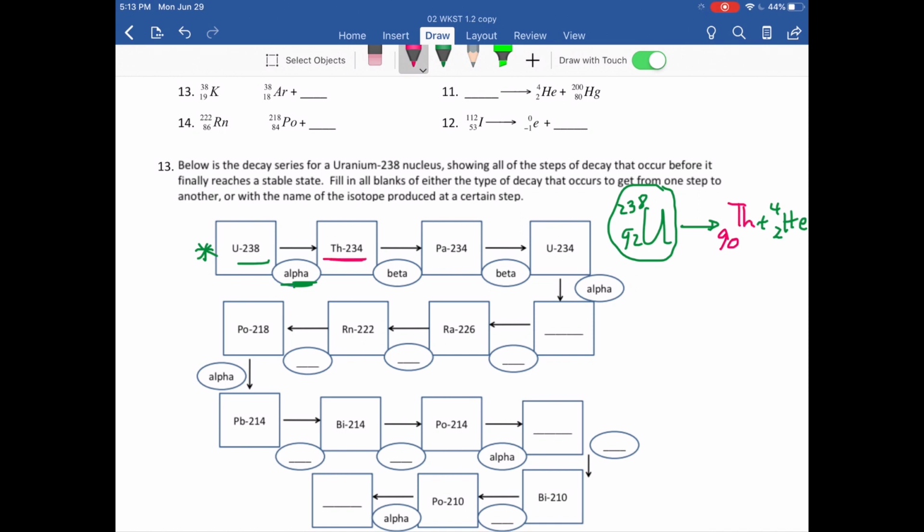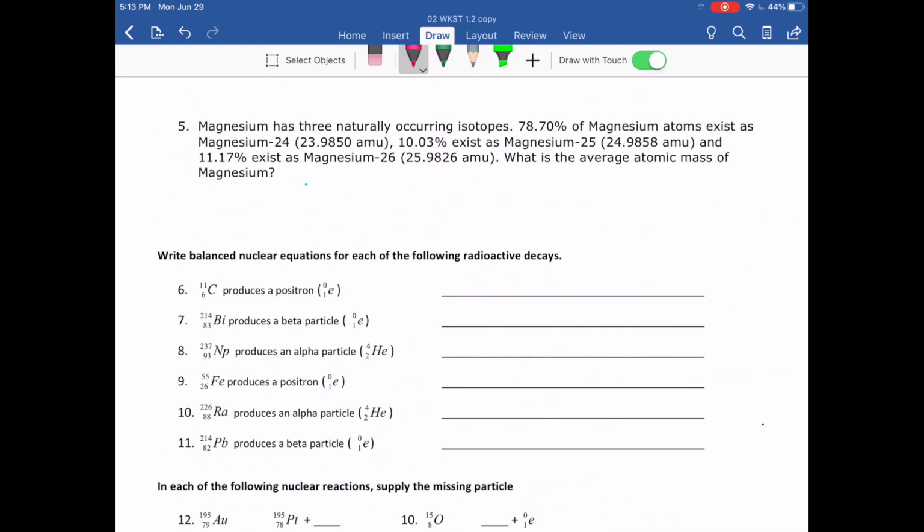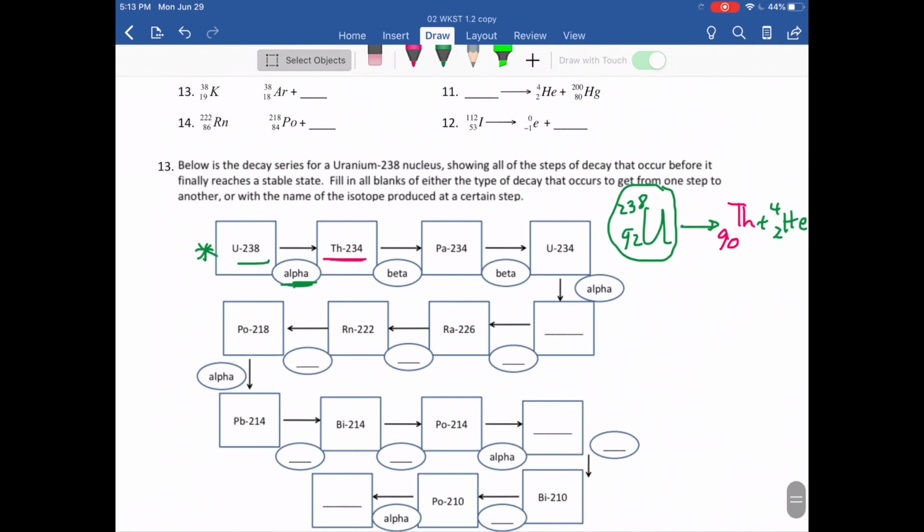And then what's going to be the mass number? Well, what number plus 4 equals 238? 234. So that's why 234 is going to be the mass number of the thorium. And that's the same thing that you need to do for the rest of the process. I'm going to do one or two more examples, okay?